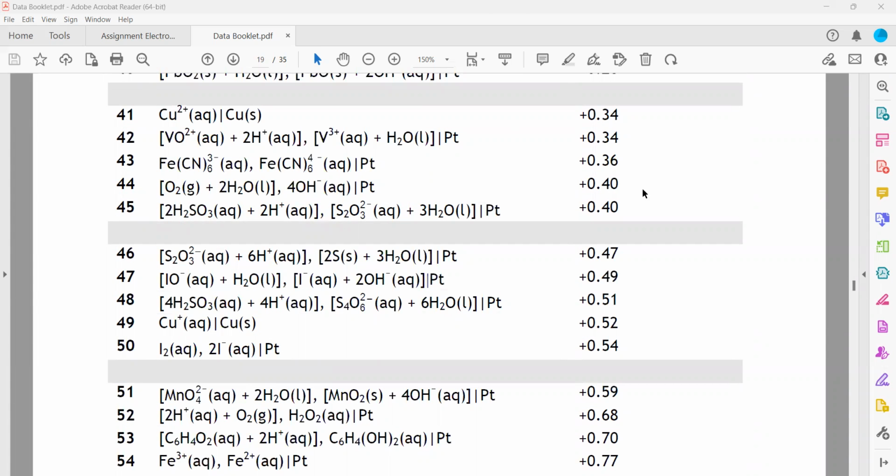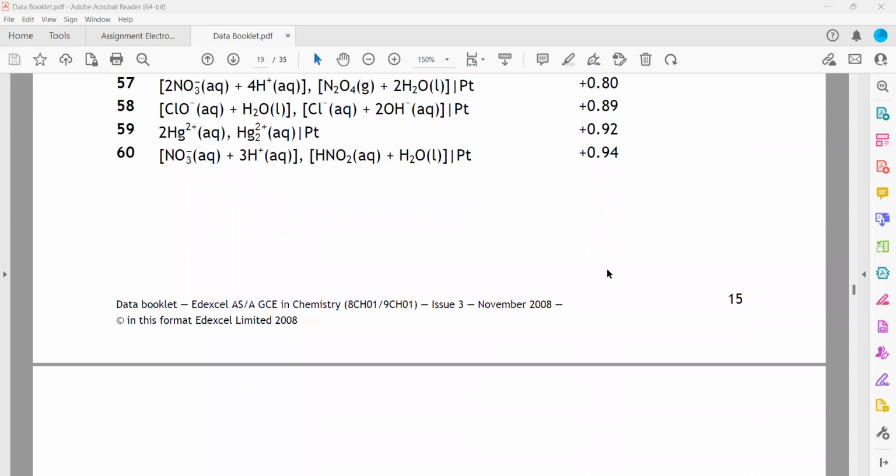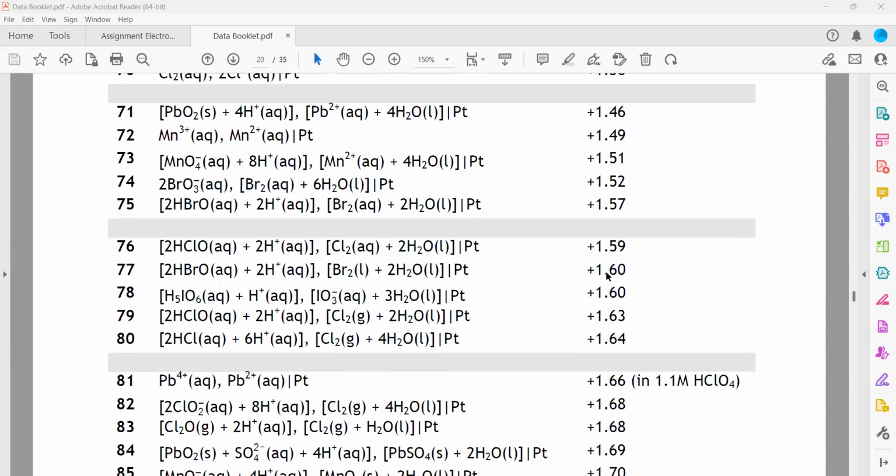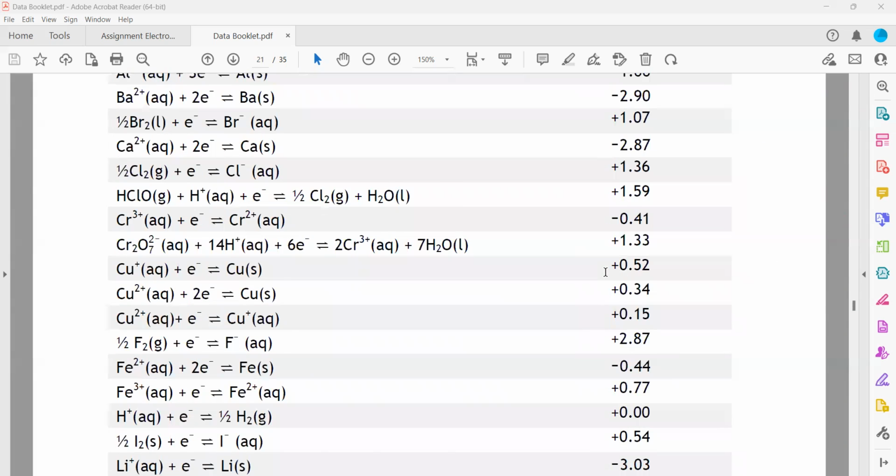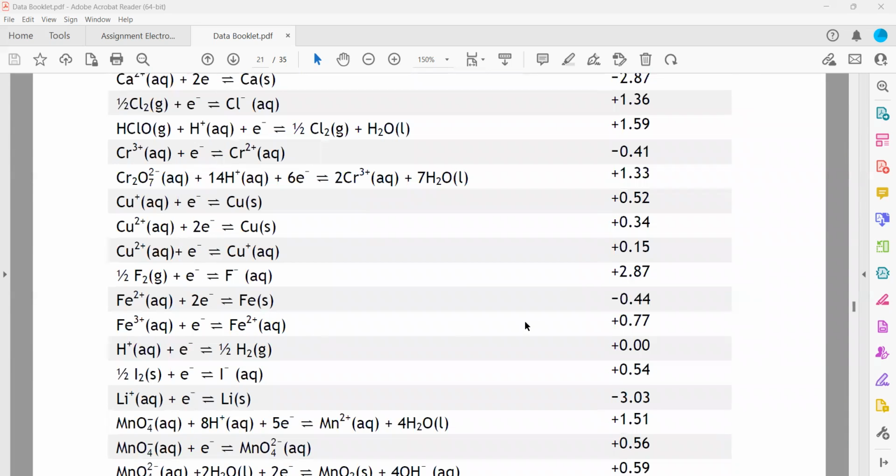H2SO3 aqueous is there, 0.44, and for iron 3 to iron 2, that was 0.77. So when you subtract, you'll get a positive answer. That's why this will be feasible.